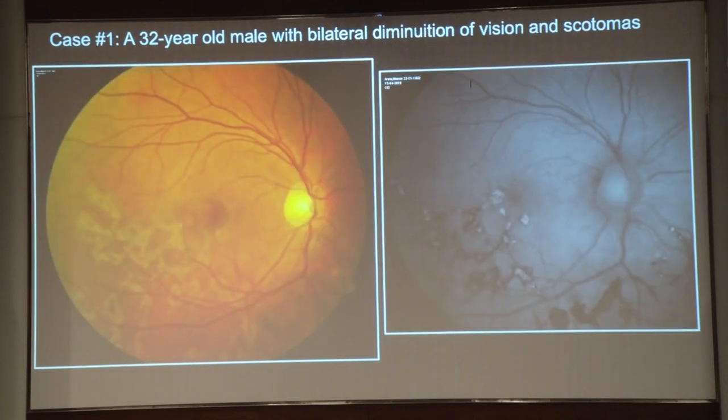Now the challenge comes when you have a macular choroiditis and you have active lesions which are involving the central part of the macula.